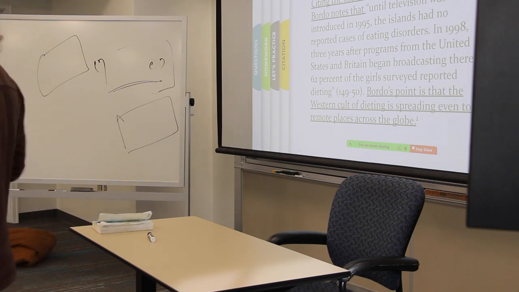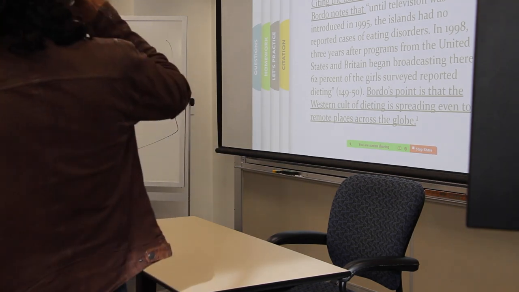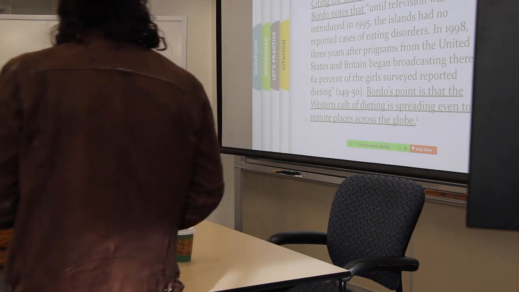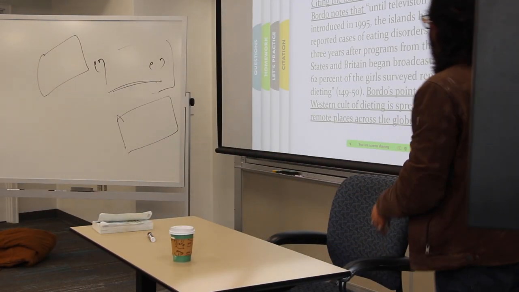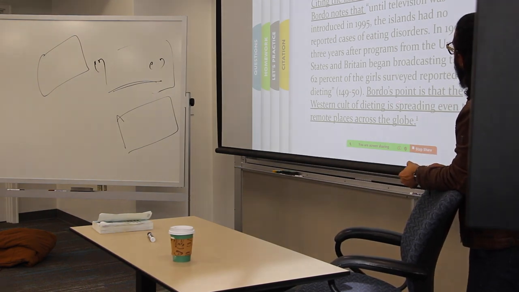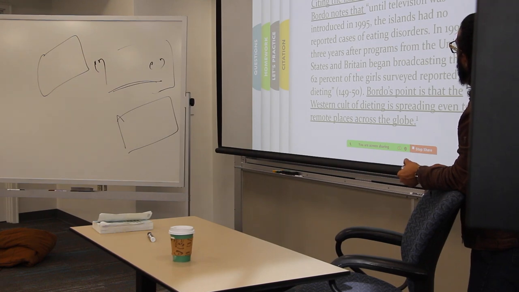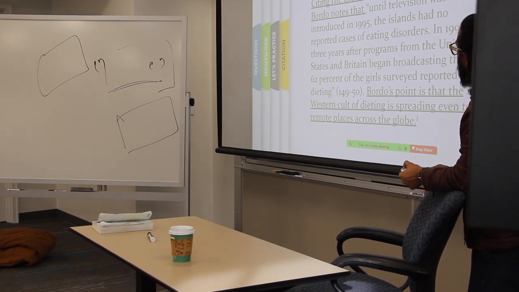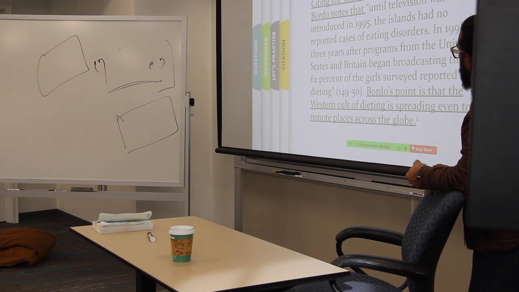Citing the islands of Fiji as a case in point, Jordan notes that until television was introduced in 1995, the islands had no reported cases of eating disorders. In 1998, three years after programs from the United States and Britain began broadcasting there, 62% of the girls surveyed reported dieting. Bordo's point is that the Western cult of dieting is spreading even to remote places across the globe.